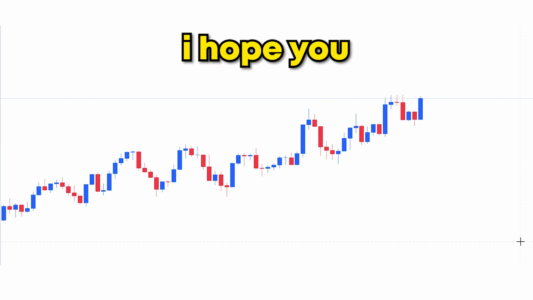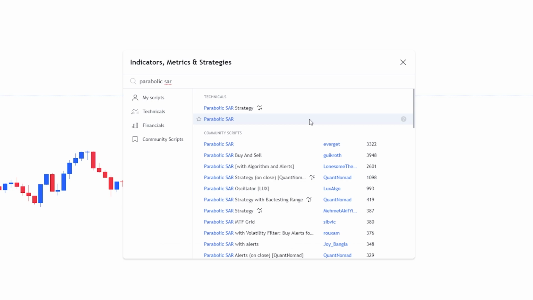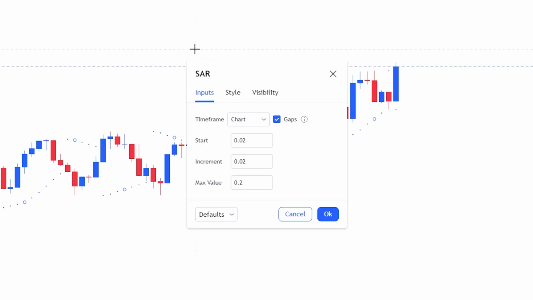Okay traders, I hope you're excited because I'm going to show you a great exit indicator. Go inside your indicators metrics, type in Parabolic SAR and it will be the second one here on the screen. Click on the gear icon next to the SAR parabolic indicator and you will have this little screen over here.